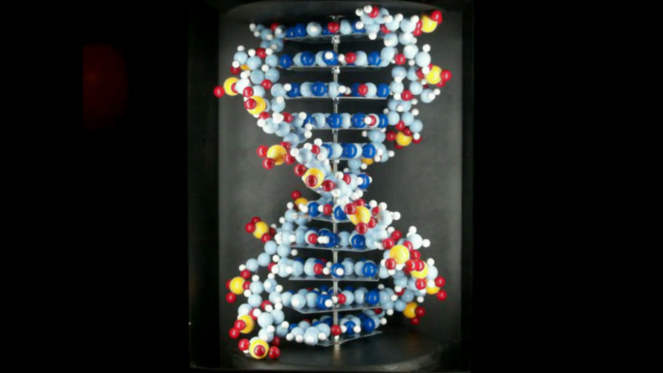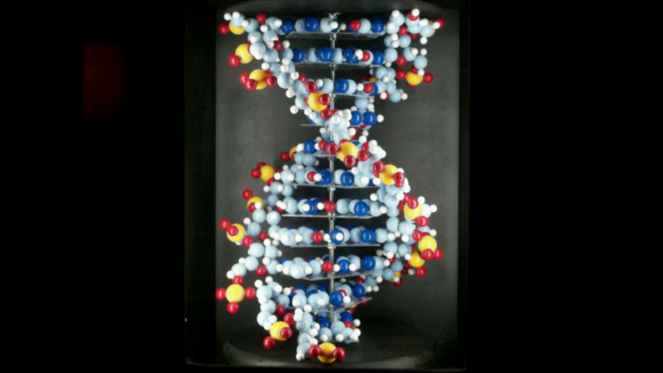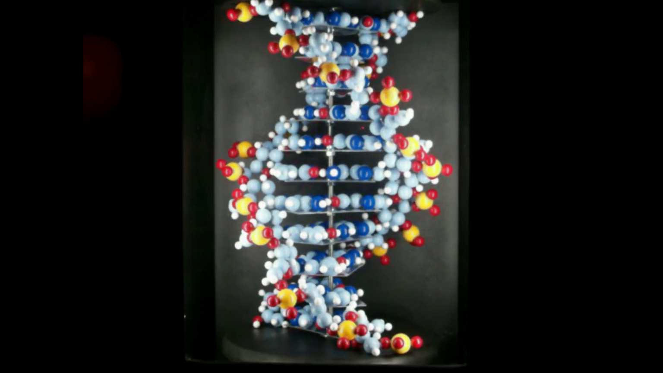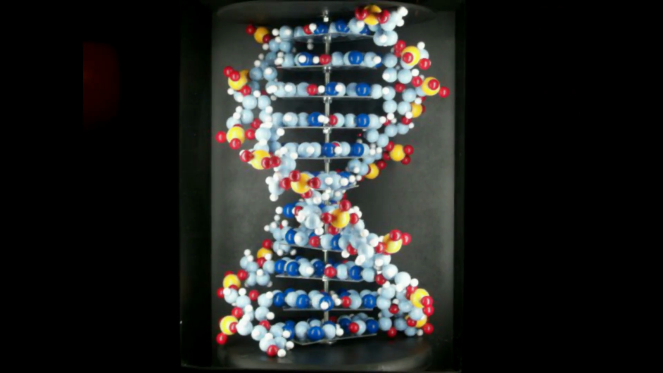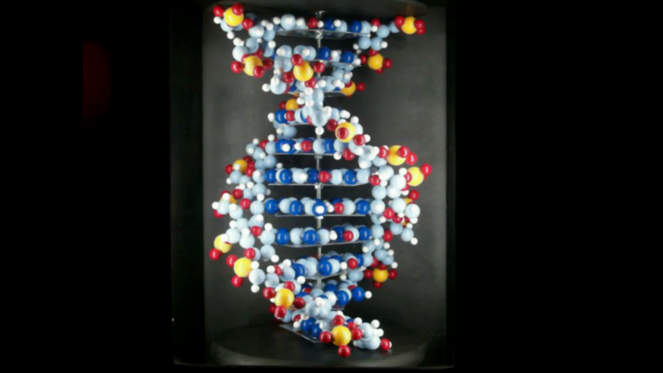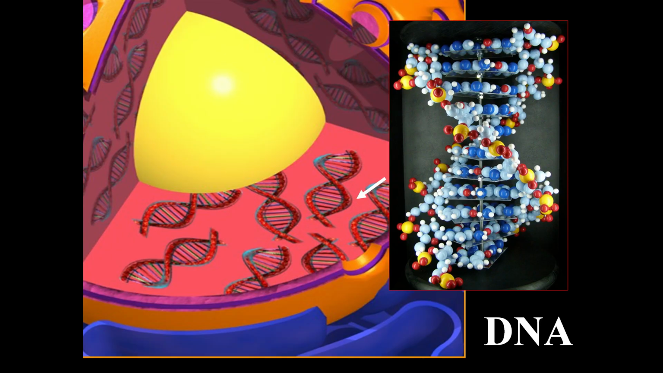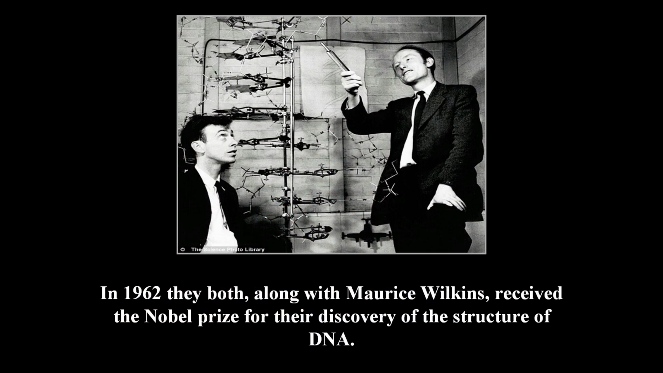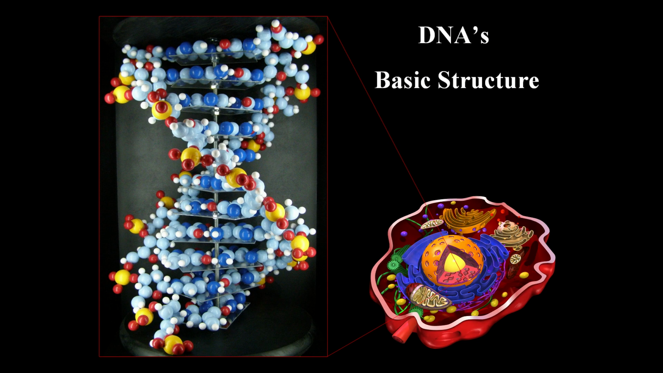Again, I built this thing, and I don't have any type of scientific or biology background. I just did a bunch of homework on it and looked at a bunch of models and charts, and I put it together. A lot of people like it. It turned out really well, and it gives you a good visual of the structure of DNA. I did build a key with it also to point out certain things, but we're going to talk about this. Now, in 1962, they both, along with Maurice Wilkins, received the Nobel Prize for their discovery of the structure of DNA. And we're going to talk about DNA's basic structure.